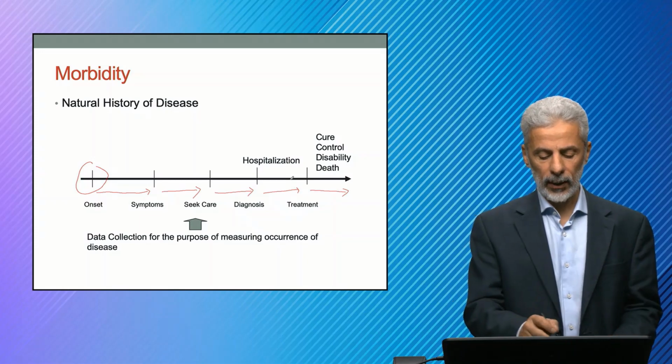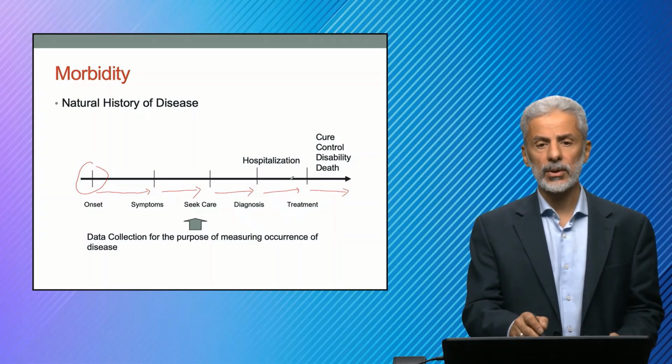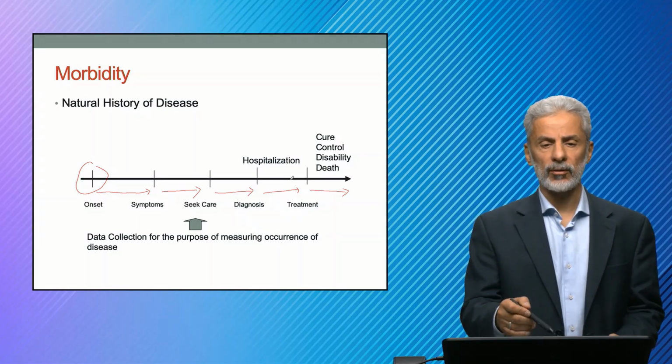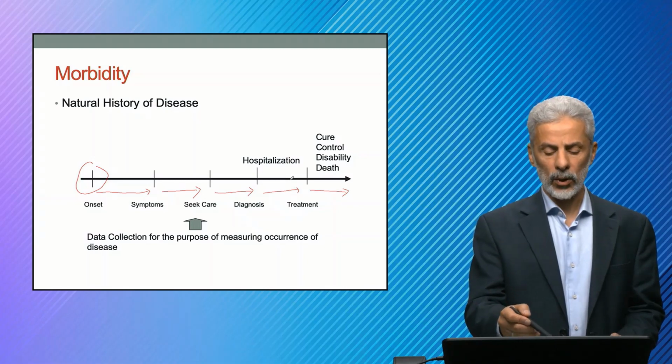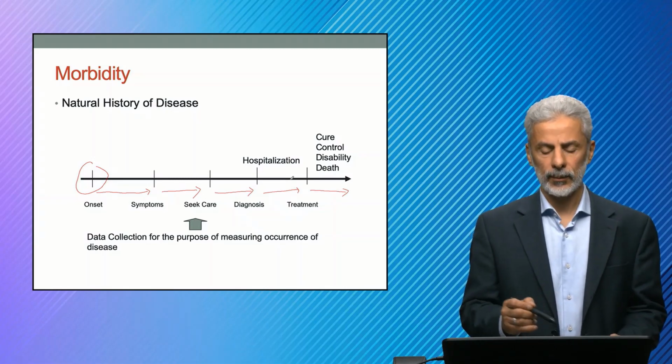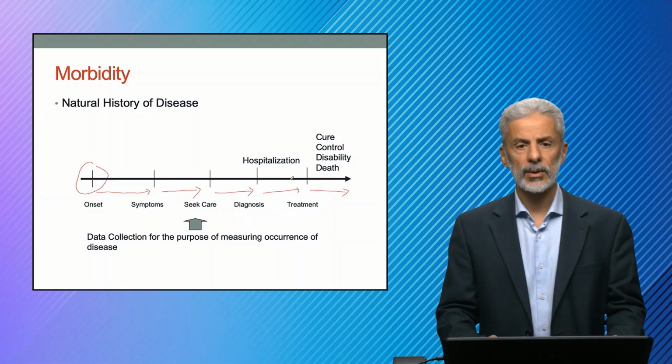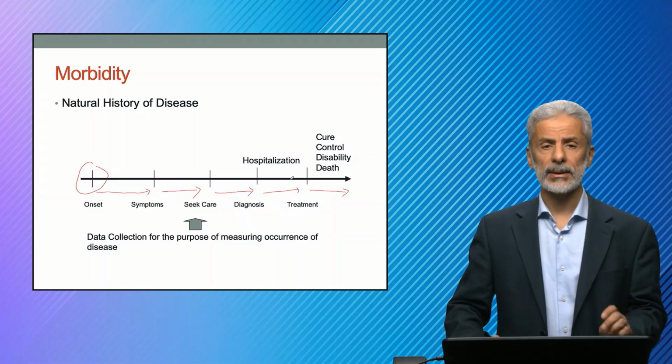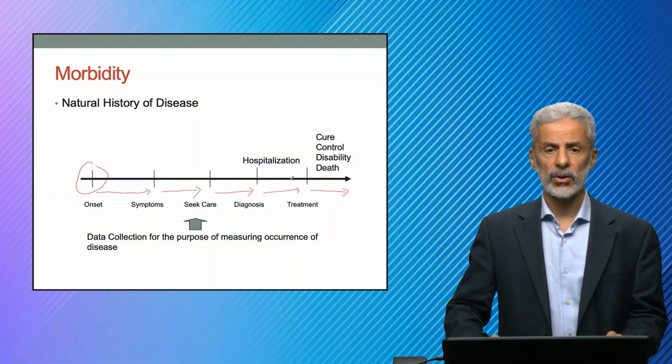So you can see why the data collection and the purpose of the data collection will vary according to when we get the data. This is why it's important for morbidity to know the natural history of disease. Otherwise, we cannot differentiate, or we are not able to collect that data.